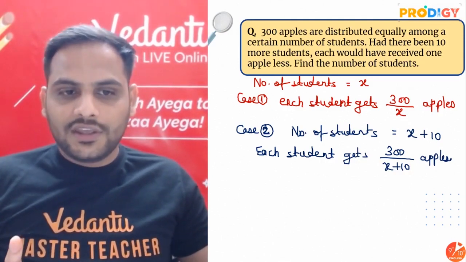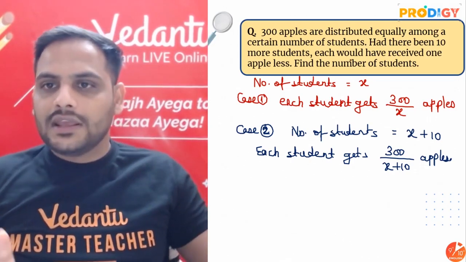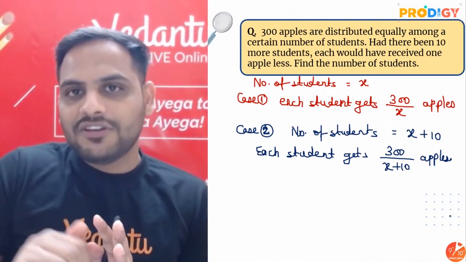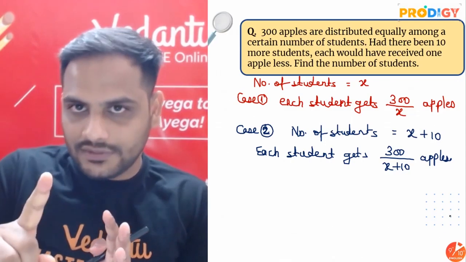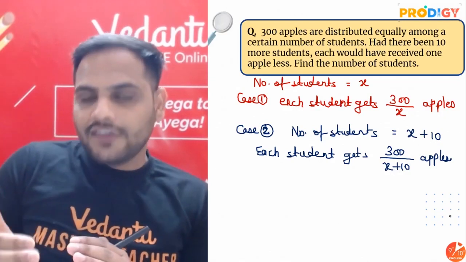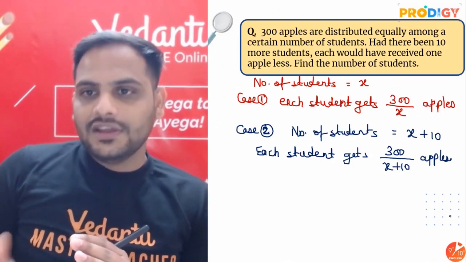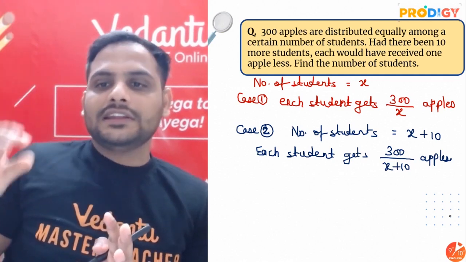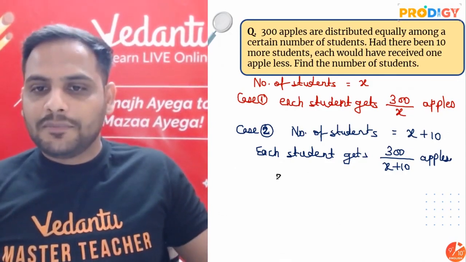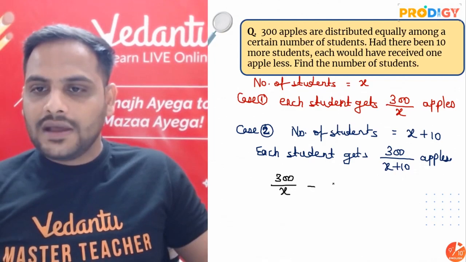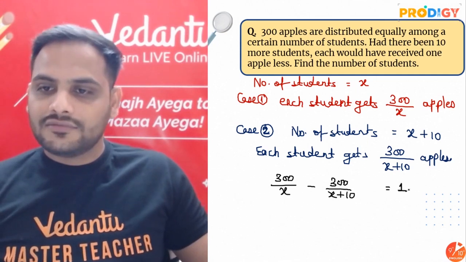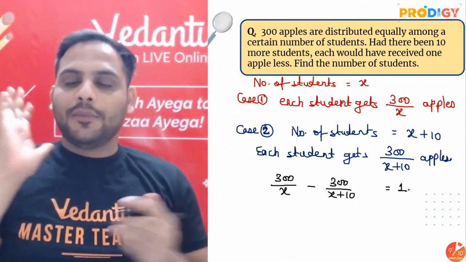So what it is saying is that in case 2, each would have received 1 apple less. That means the number of apples received by each student in case 1 and in case 2 differ by 1. Suppose in case 1 they get 10 apples, in case 2 they get only 9 apples. So the number of apples in case 1 minus the number in case 2 is 1. From here you will get your equation.